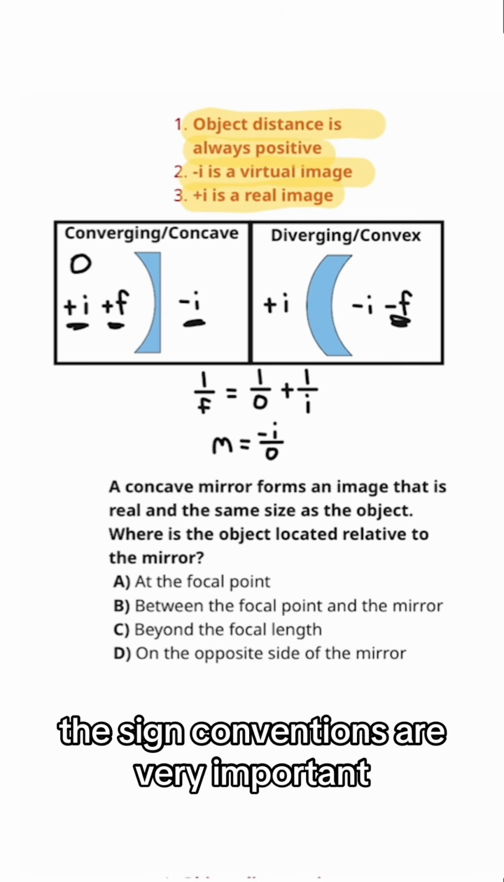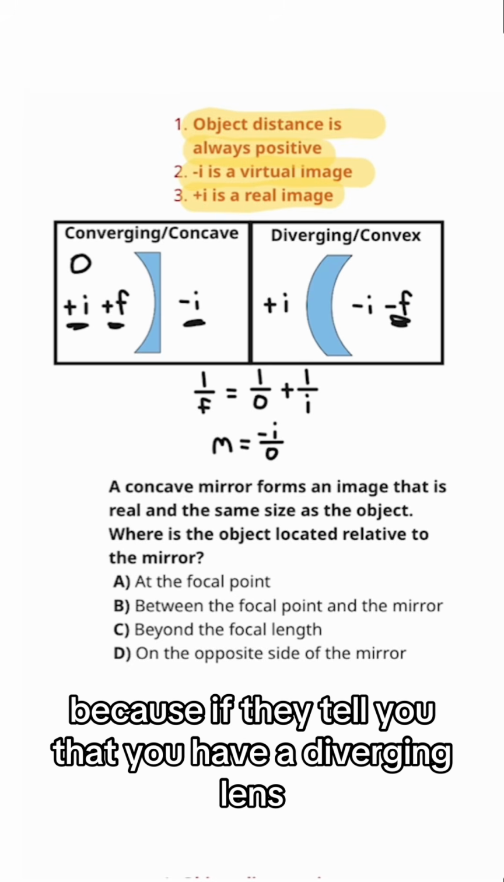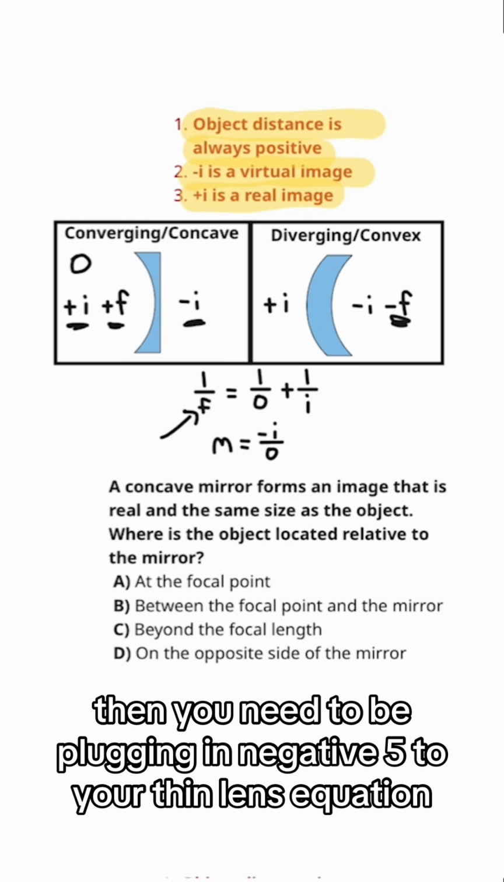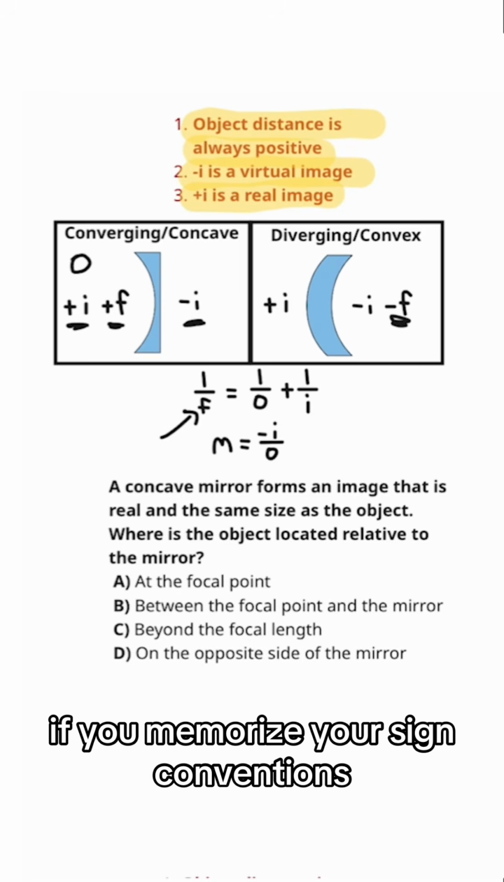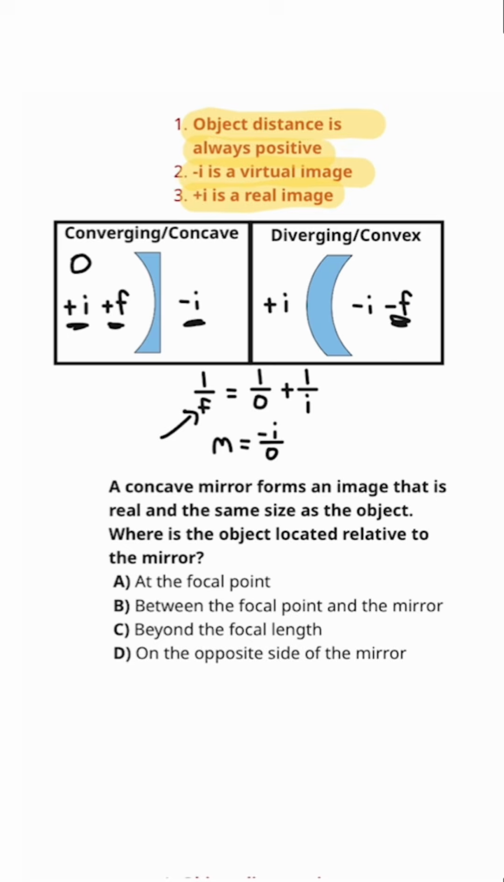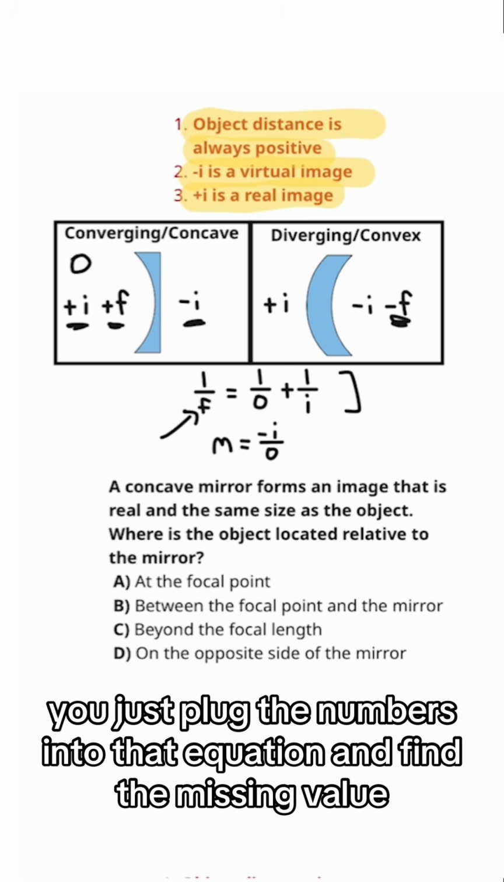The sign conventions are very important because if they tell you that you have a diverging lens with a focal length of 5, then you need to be plugging in -5 to your thin lens equation. If you memorize your sign conventions, then anytime a question requires the thin lens equation, you just plug the numbers into that equation and find the missing value.